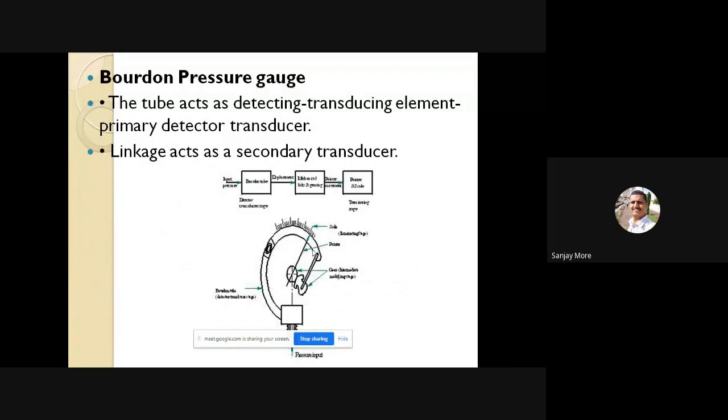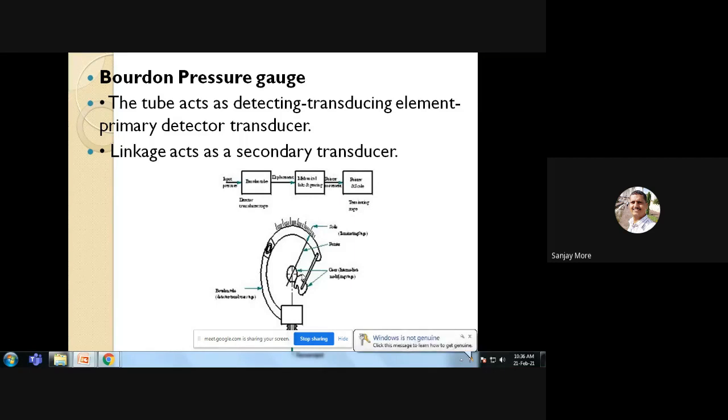Another type of transducer. The tube acts as a detecting transducing element, meaning this circulating tube acts as the detecting transducing element for a transducer, and this gear linkage attached to the pointer acts as a secondary transducer.